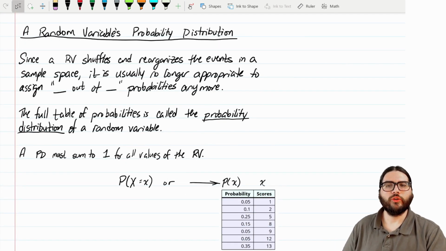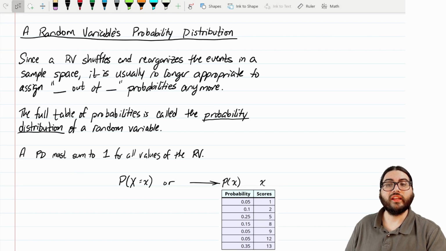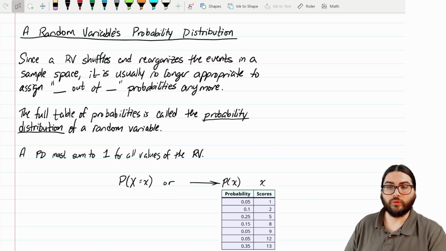Because the random variable's different values are not necessarily equally likely, it's not really appropriate to do the same kind of counting, blank over blank, that we used for sample spaces. So we need to come up with a new tool to measure, given our random variable, what is the probability that it takes on each of the values which it's possible to take on? Such a table is called the probability distribution, or PD, of that random variable. A PD can be really short, right?